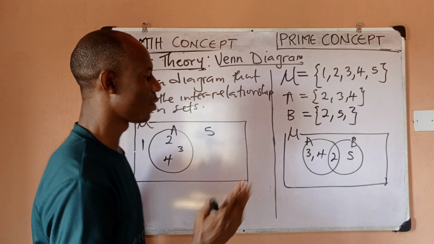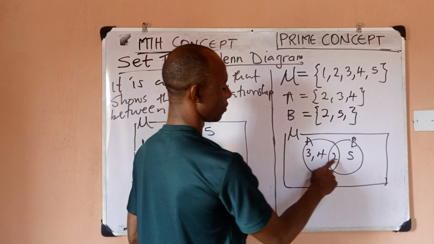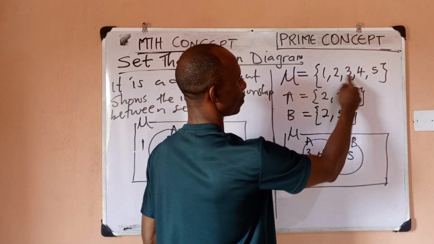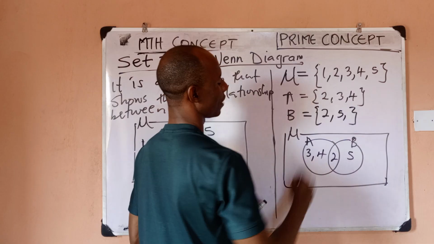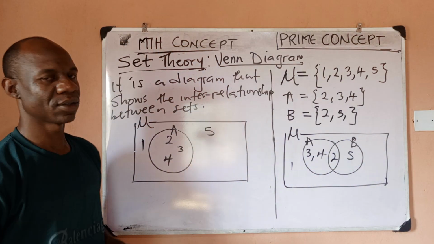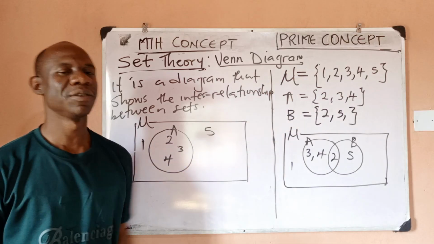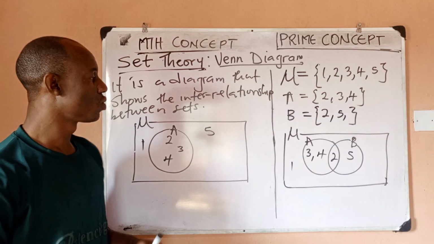So I believe it is clear, but we're not done because we can still have some elements. Now let's check. So we've written 2, 3, 4, 5. Something is left. 1, which is not a member of A and B. So where do we drop it? You drop it inside the rectangle. Then with this, you are done with the Venn diagram for this. So this is a Venn diagram for 2 sets.